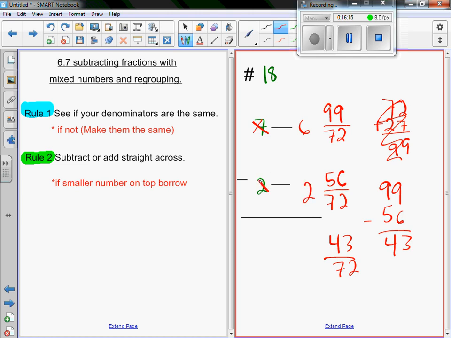Then all I have to do is subtract my whole numbers. This is the easy part. 6 minus 2 is 4. My answer is 4 and 43 72nds.